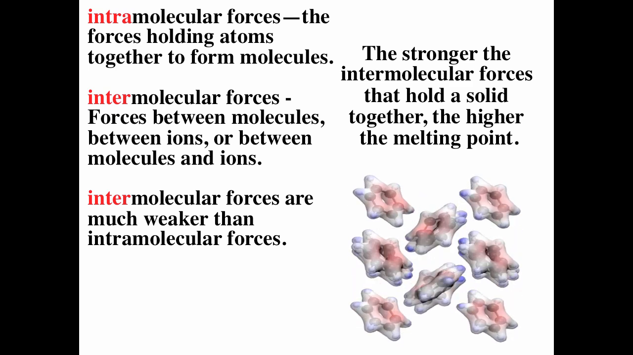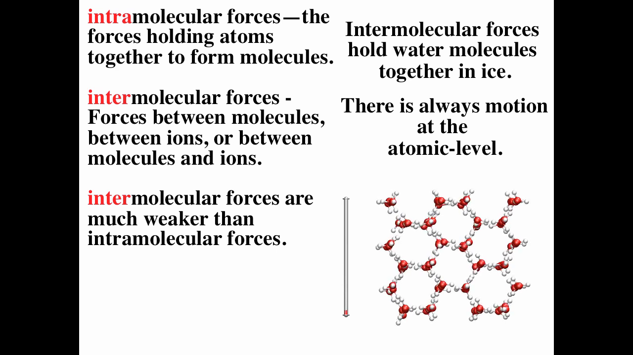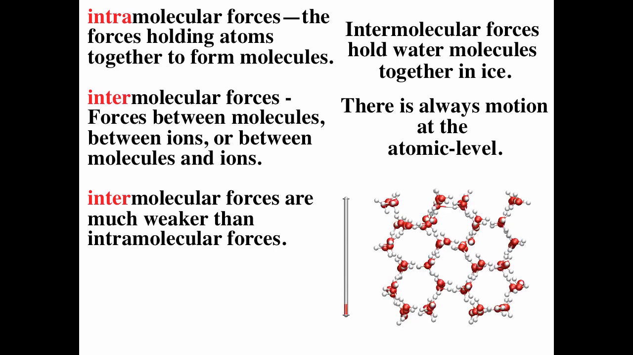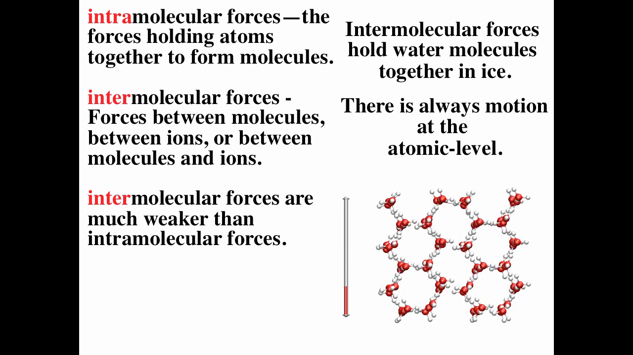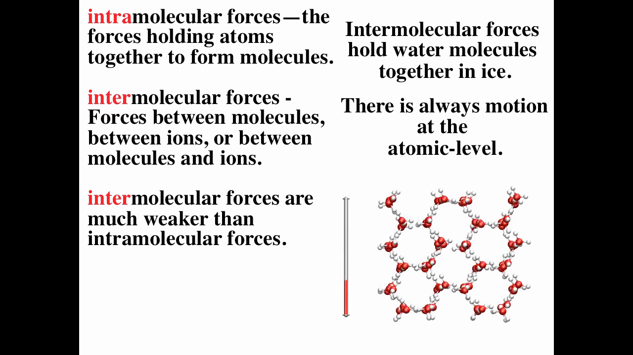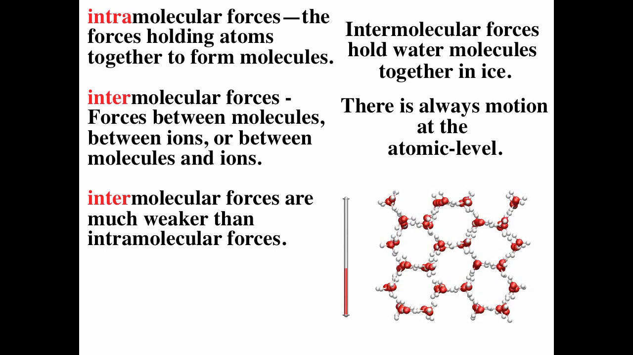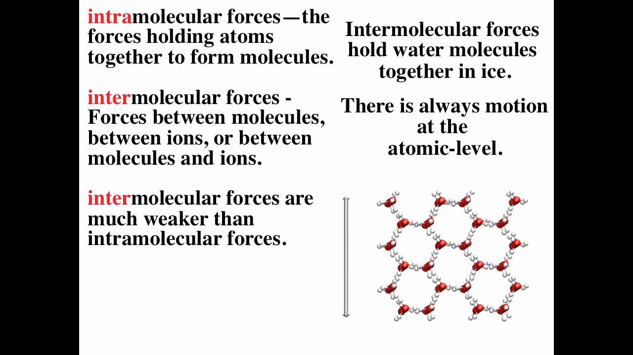Now this video is of ice. The bar represents 5 picoseconds. A picosecond is 10 to the minus 12th seconds. And so there's always motion at the atomic level, even for a solid. And so this is kind of what ice looks like at 25 or 0 degrees Celsius, I forget which. And so there's always motion.